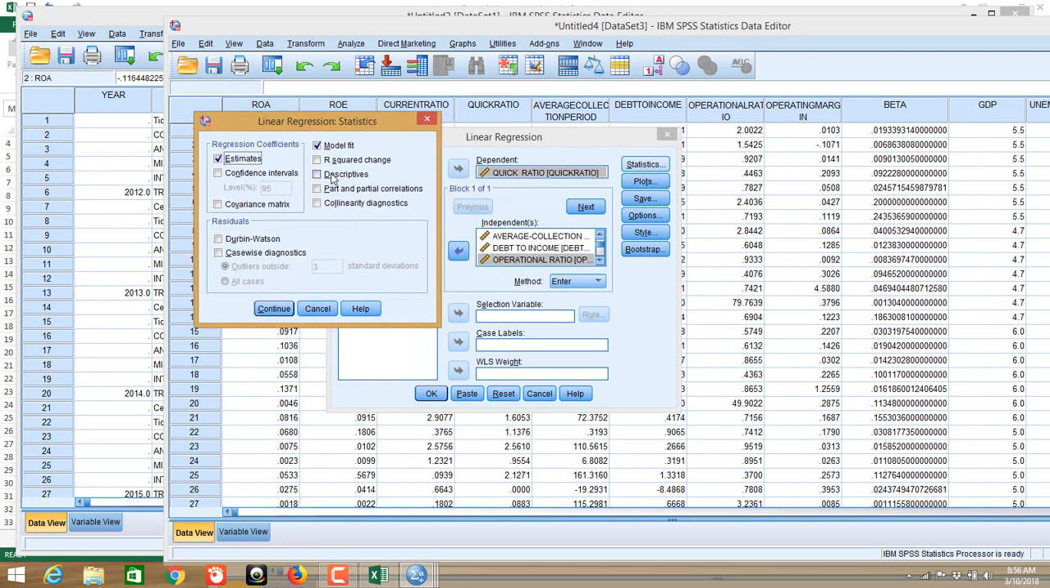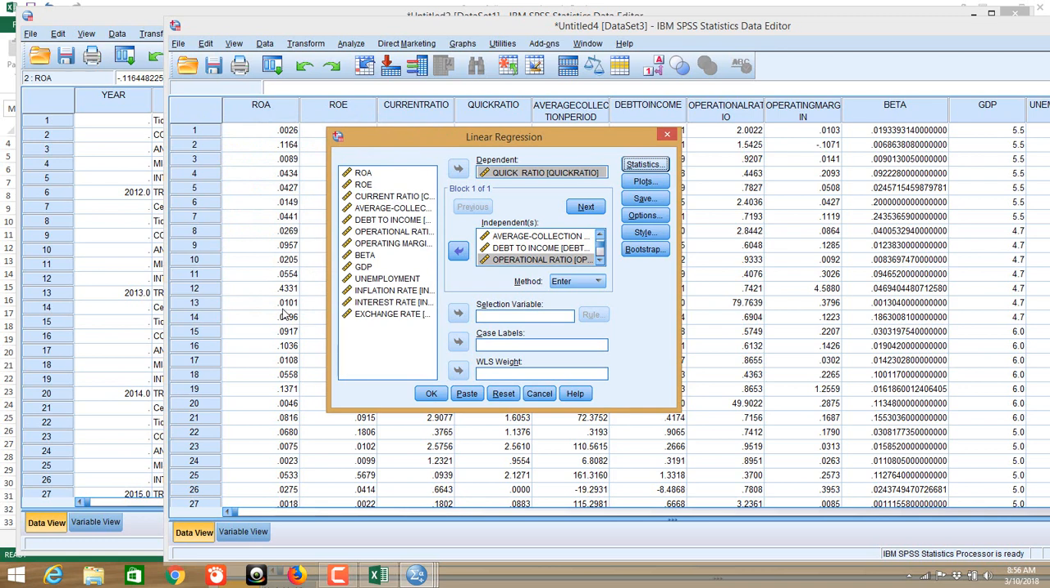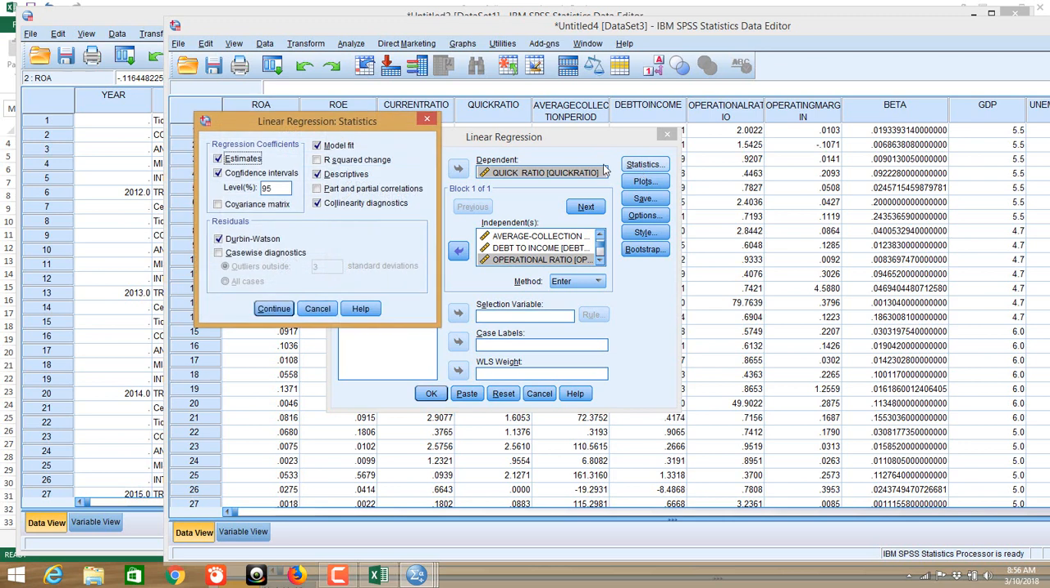In the statistics, you want descriptive to be there. You also want collinearity diagnostics, you also want confidence intervals, and you also want Durbin-Watson. So these are the items that you need to click. Then you click continue. Have you seen that? Okay, once again. You click statistics, and then you have descriptive, collinearity diagnostics, confidence intervals and Durbin-Watson.